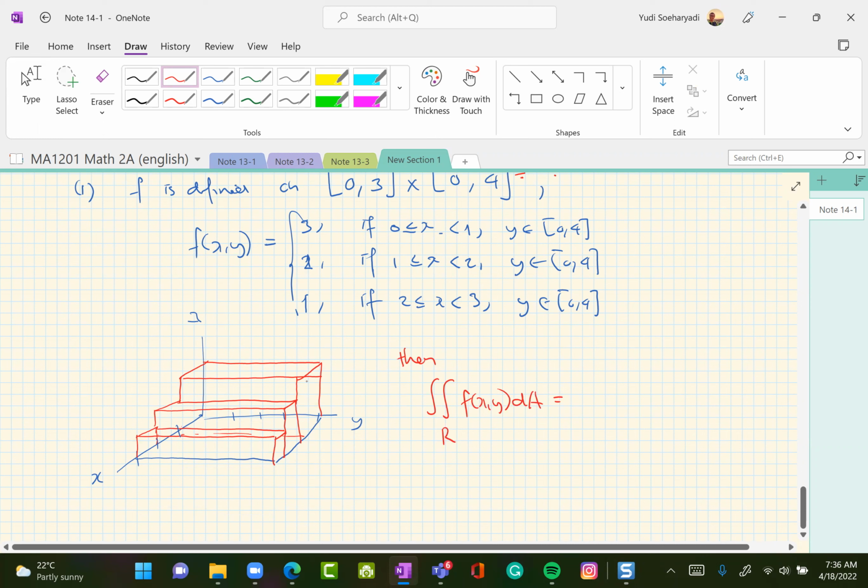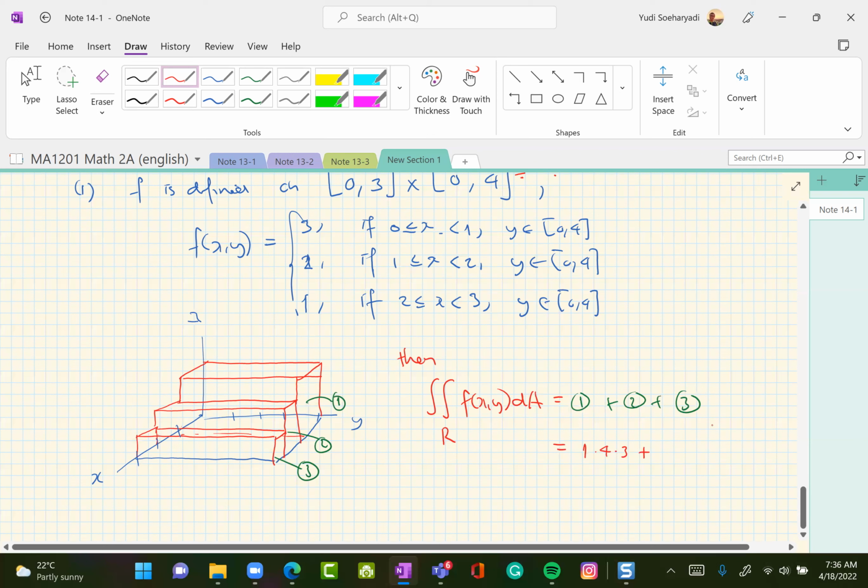It's the volume of, say, these 3 boxes here. So the first one, let me put the number: 1 plus 2 plus 3. So 1 has a volume of, let's see, length 1, width 4, height 3.